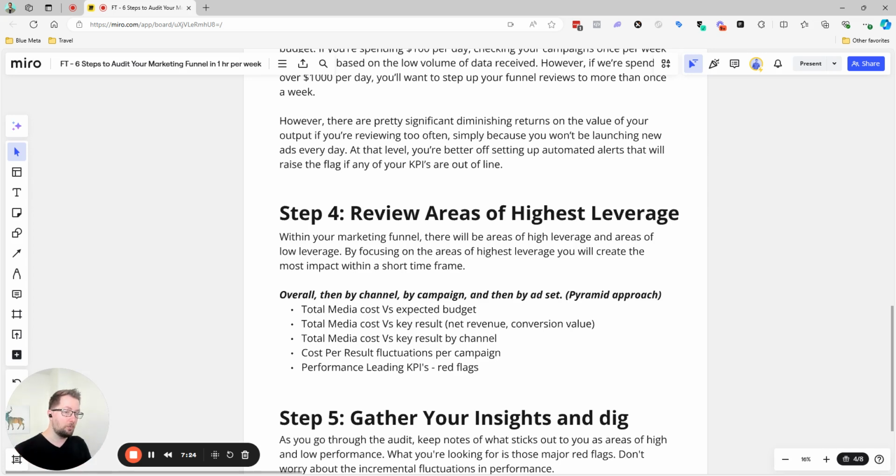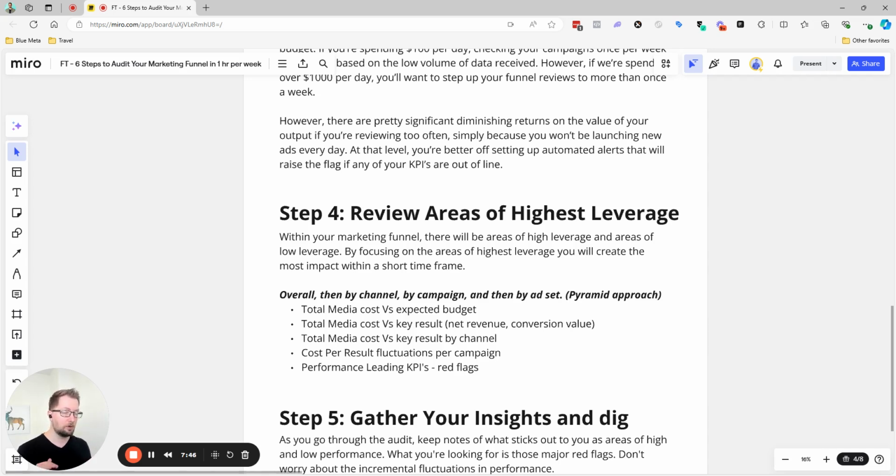It's like, yeah, because you're going to get those customers because that's what you're asking Meta for, right? If you're trying to drive awareness, you want to be looking at things like CPM. You want to be looking at ad recall, those sorts of things. So make sure you're looking at it versus your key result. Now, performance leading KPIs. What you're doing now is going through your campaigns, going through your channels, and you're looking for red flags. So you're looking for the things that stick out.